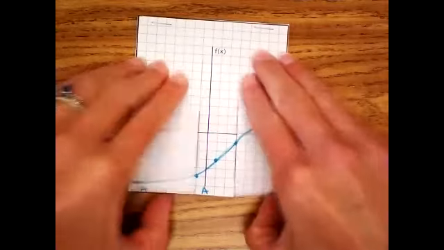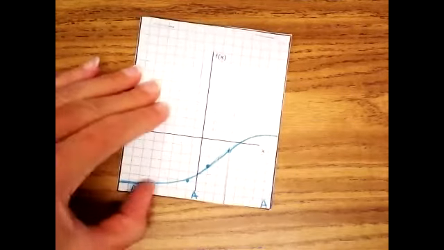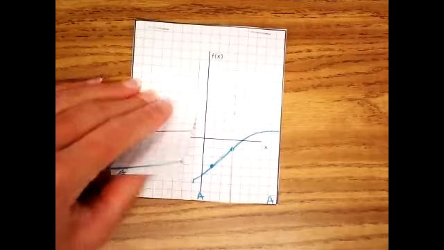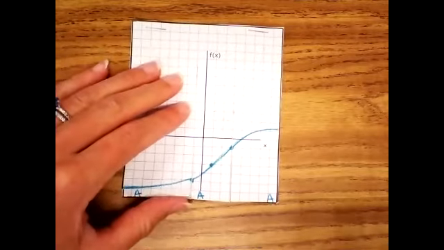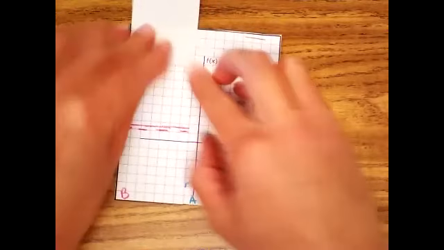So here's what we ended up with, and it is a flipbook for what's called a piecewise function. What we're going to do today is graph some piecewise functions, but this helps you really understand what a piecewise function is. What you can do is flip up one section at a time.